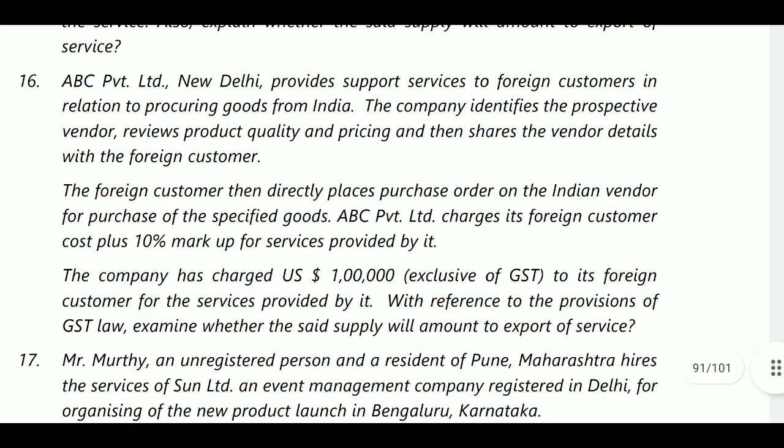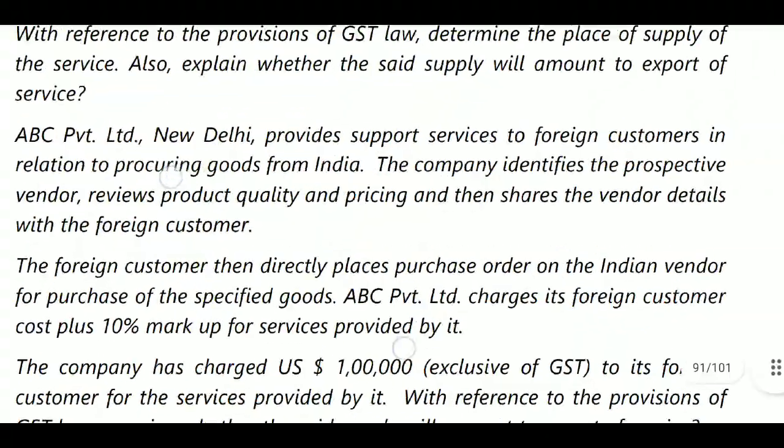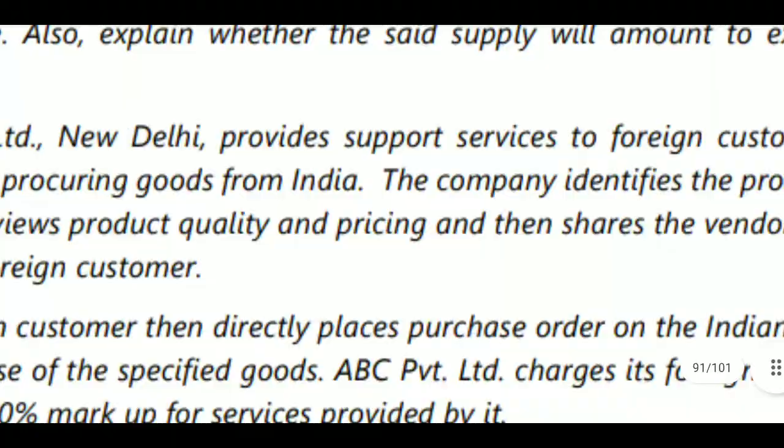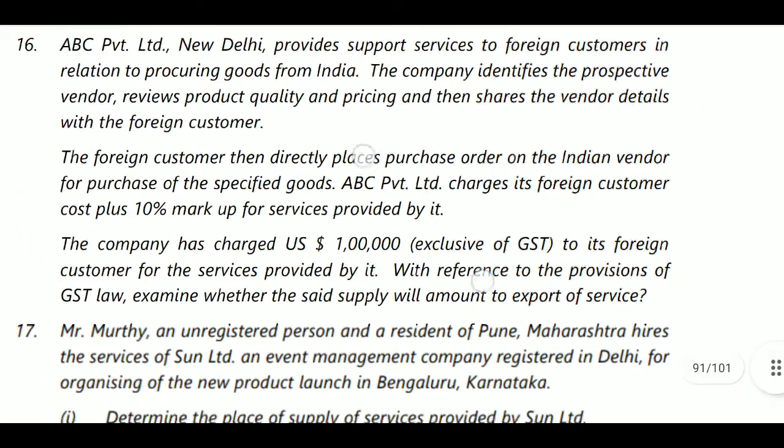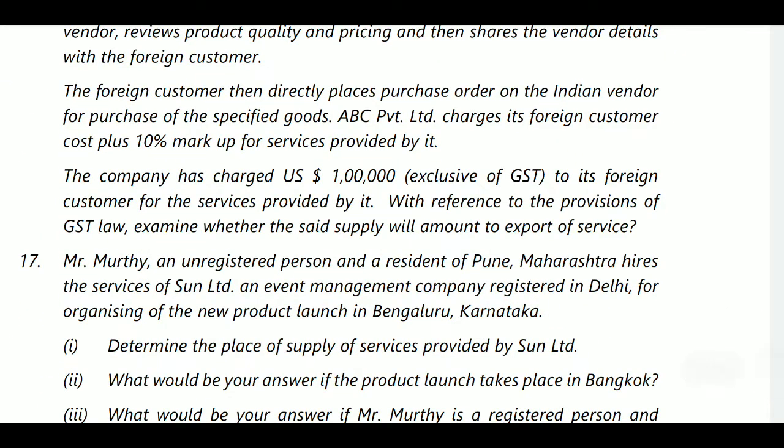So here they are providing a service, not goods related. If it is goods related, it will go for section 11. But here ABC Private Limited is only providing a service, that is, support services to foreign customers. In the question, there is providing support services. Support services means it is an intermediary service.